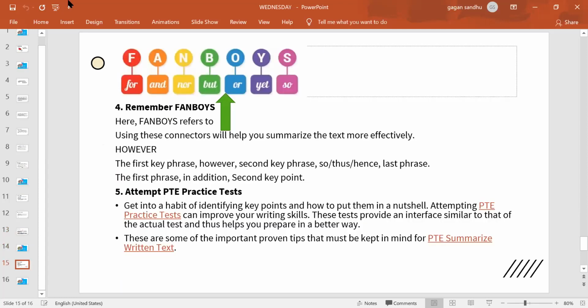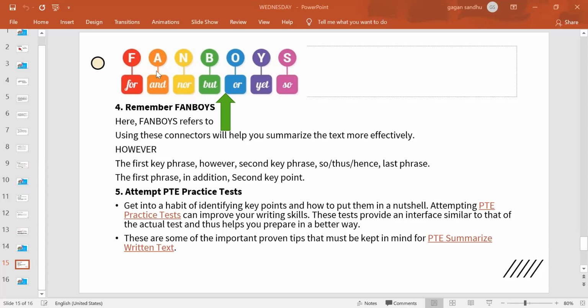Now, this rule: FANBOYS. We all learned it in our earlier school days, and every letter stands for a connector: for, and, nor, but, or, yet, and so. So you can remember this rule as easily as it is, FANBOYS. Any of these might be helpful when you are writing that one sentence. Maybe you are adding information, maybe you are giving a reason, you are contradicting the main key notes, or you are giving options, or you are giving a resulting statement. These are the possible situations, and for all of those you can use this.